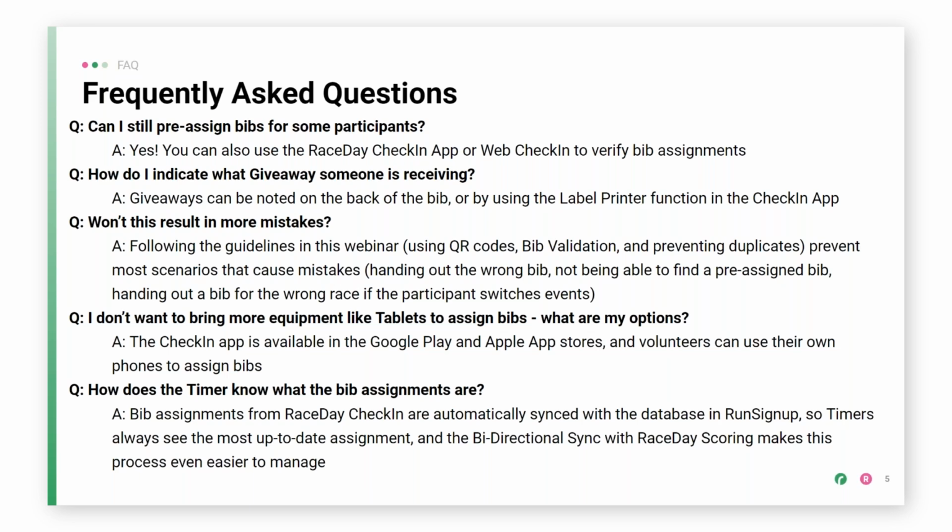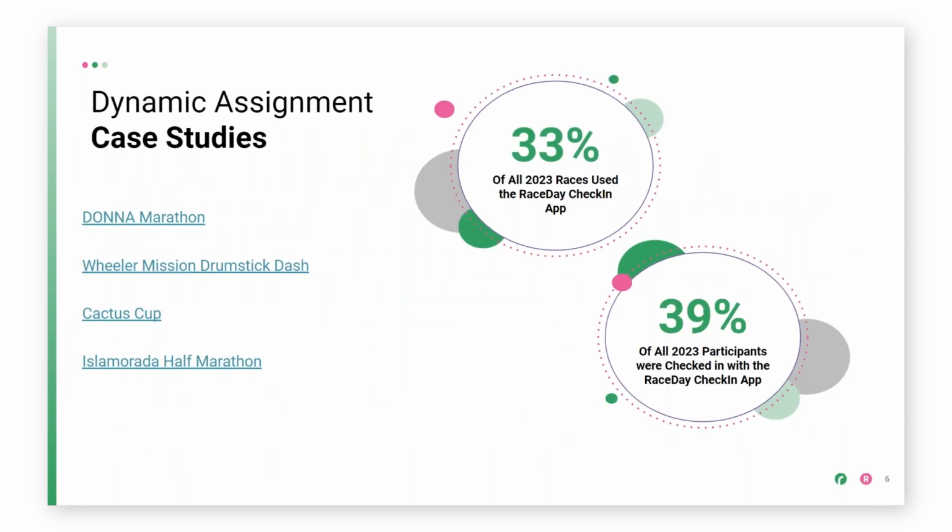If you're using race day scoring, the bidirectional sync takes this a step further and brings that all into your scoring software. If you are in a situation where there's less reliable internet, the check-in app does hold the database locally, and once it has service, will sync back up with the main database there.